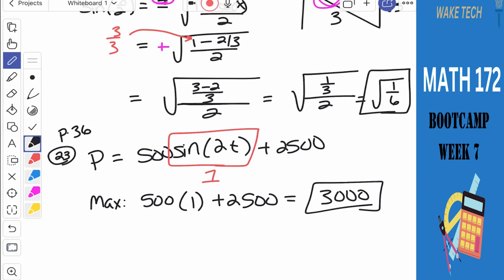So it doesn't make a difference. Just focusing in on the trig portion, right? I'm not looking at the 500. I'm not looking at the 2500. Just the trig portion of it. Sine of anything can only ever be as big as 1. That is the maximum of the trig portion of this. So just substituting a 1 in its place is how we would find the maximum.